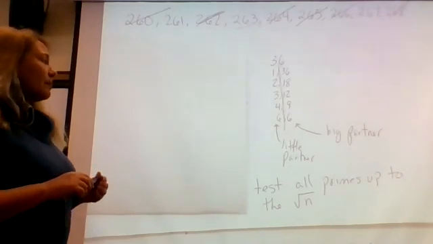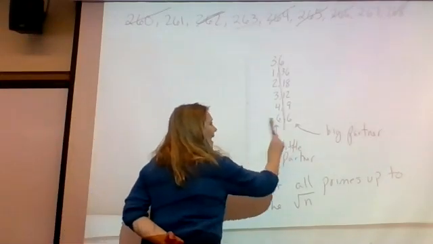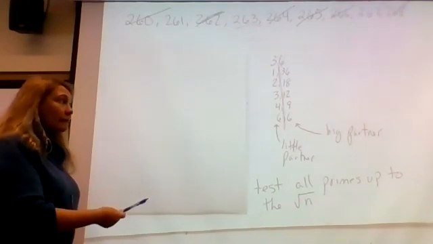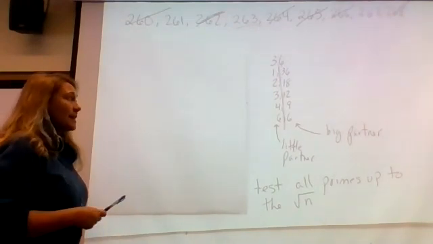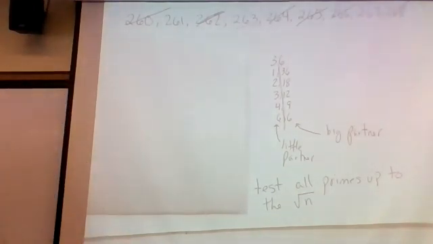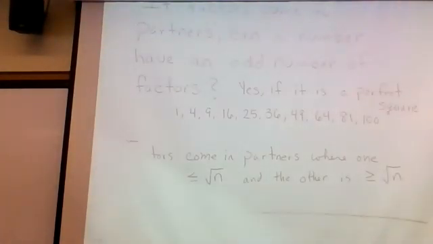Can you have an odd number of factors? The only way that's possible is if you have a factor repeating, right? A number partnering with itself. Well, that only happens if you have perfect squares. Okay, so that is something that we wrote down over here. Let me not give it all away yet.